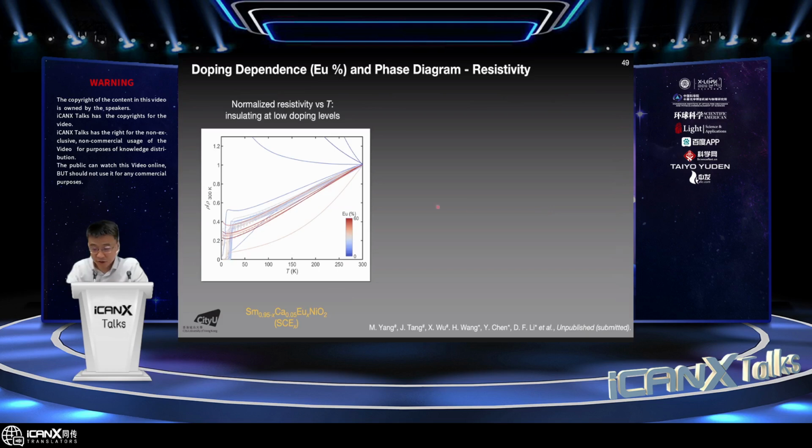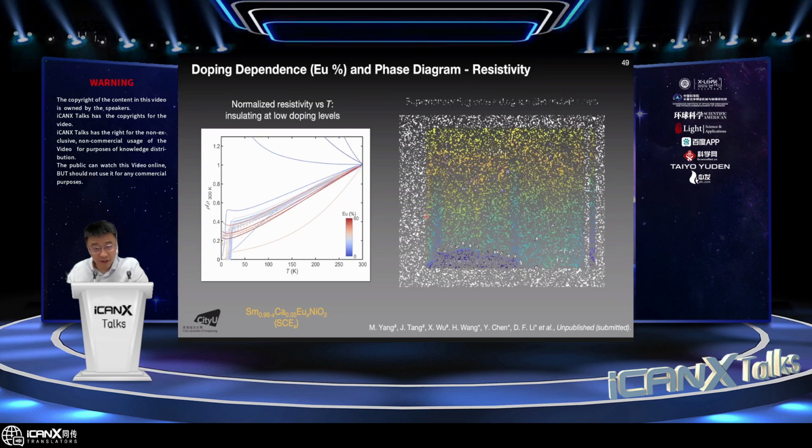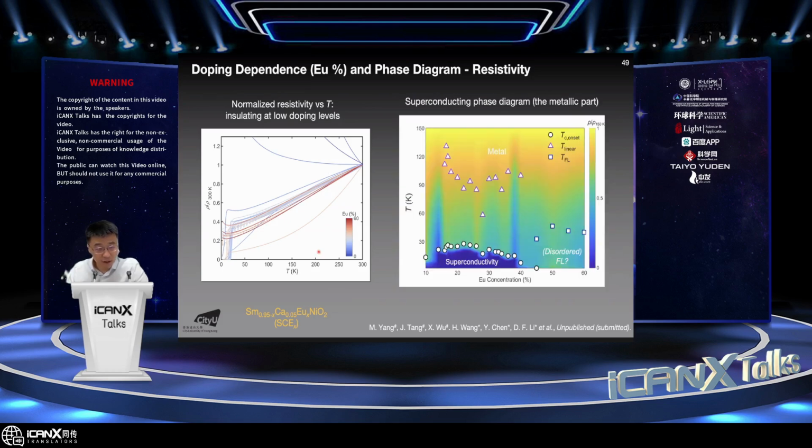Okay, so very close to the end due to the time limit, let me just quickly flash our recent ongoing efforts. We try to vary the concentration of the europium dopant and study very rich physics in the phase diagram. So these are the raw data of the resistivity curves as well as the superconducting phase diagram. This is still ongoing work.